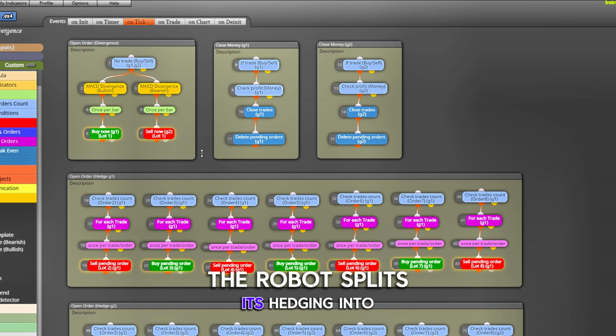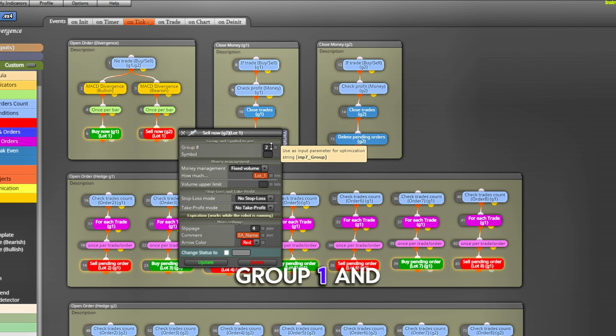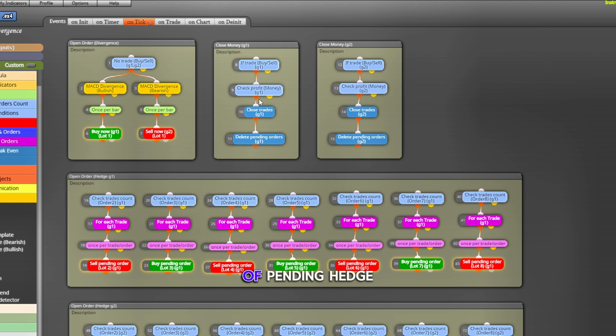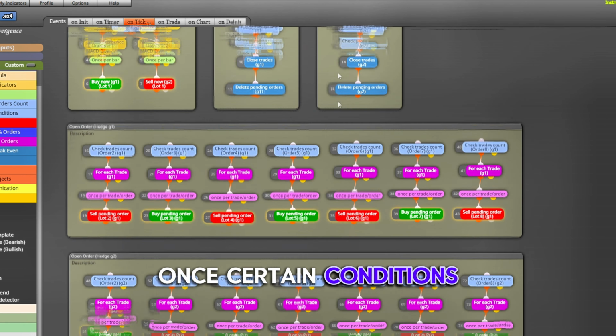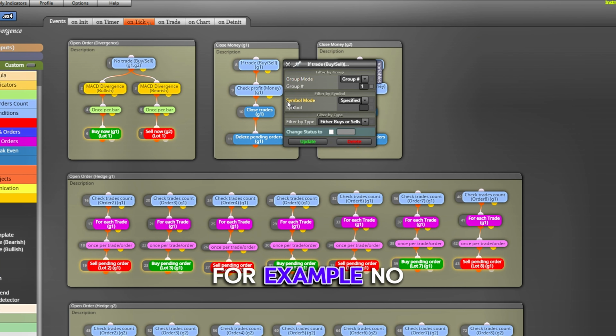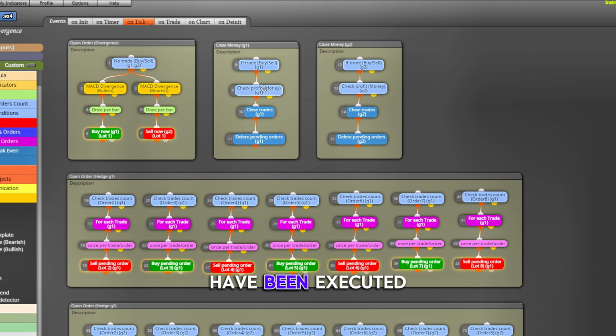2. Hedging logic, Group 1 and Group 2. The robot splits its hedging into two groups, Group 1 and Group 2. Each group manages its own set of pending hedge orders with increasing lot sizes or alternating direction. Depending on the setup, each order is only opened once certain conditions are met. For example, no current trade of that type is open, and previous orders in the sequence have been executed.